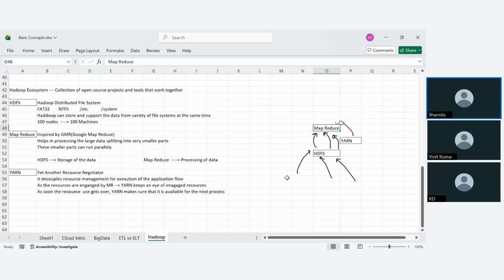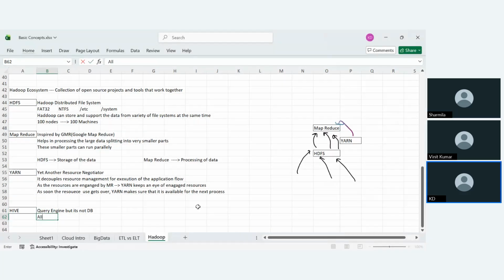Now, next is a very popular term, that is Hive. Have you heard of Hive? Yeah, I have heard of it, but I don't know what it is. So Hive is basically a query engine, but it's not a database. This is just a query engine.